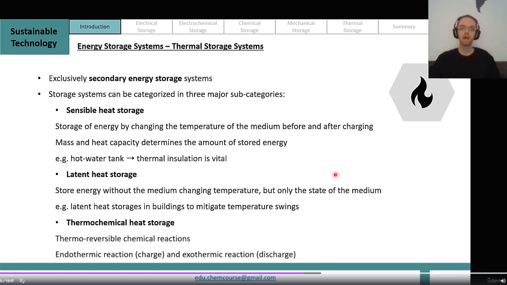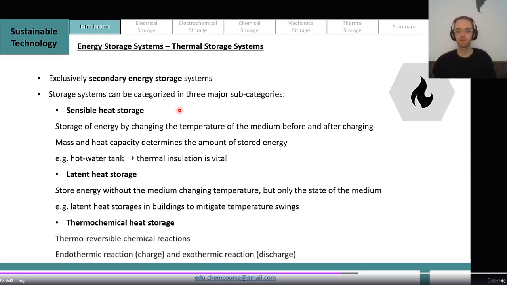Thermal storage systems are also exclusively secondary energy storage systems. So these kind of storage systems can be categorized into three main subcategories. There's this category called sensible heat storage. Sensible heat storage stores energy by changing the temperature of a medium before and after charging. So this is something not very complicated. You can just imagine you have a certain amount of water, you heat this water in an electric kettle, and you have hotter water afterwards. So you increased the temperature, and therefore you stored energy in this kind of water.